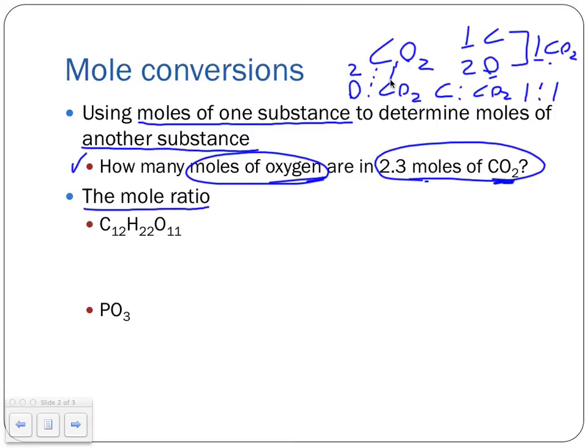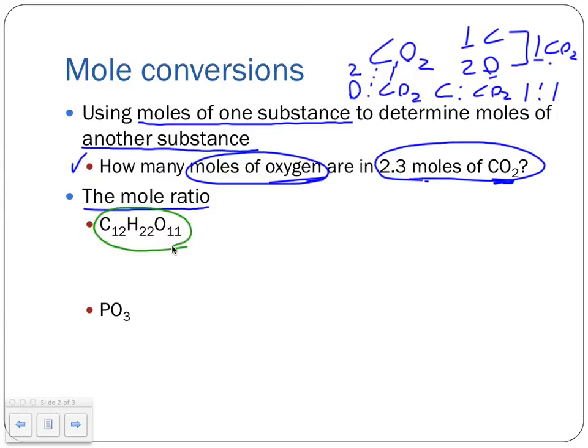So let's do some examples on this. Let's look at some of the mole ratios that we have for 2 different substances. Our first one right down here is C12H22O11. Let's say that what we want to figure out is the mole ratio of carbon to this molecule right here.